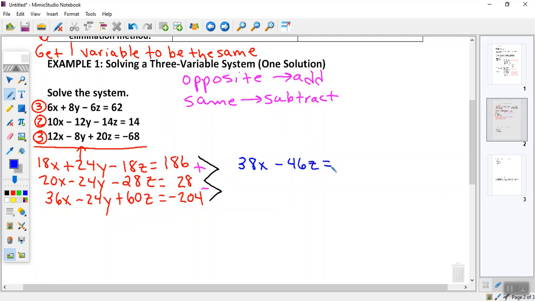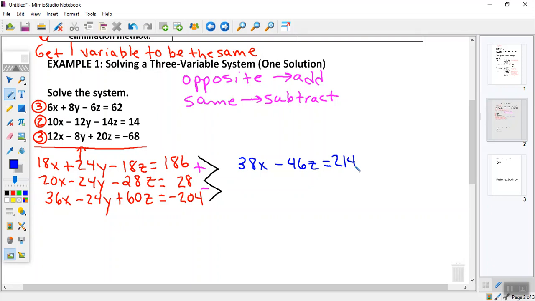This will equal then 186 plus what? 28. And I believe that is 214. Okay, are you guys with me so far? Again, write small, write small, write small if you can.